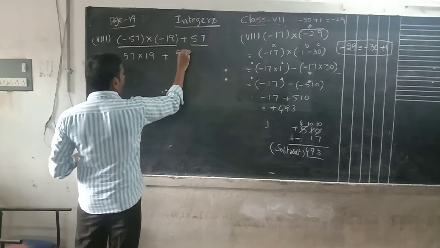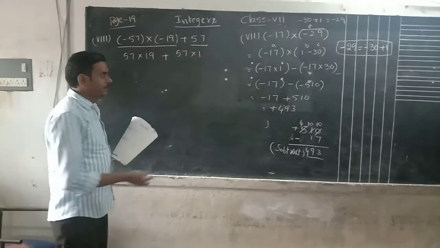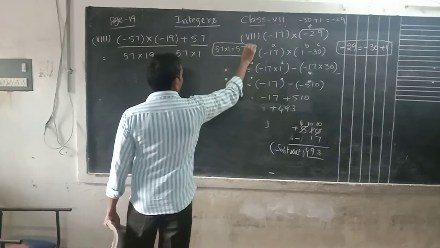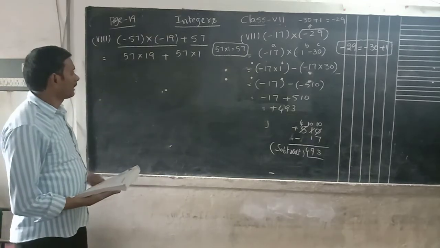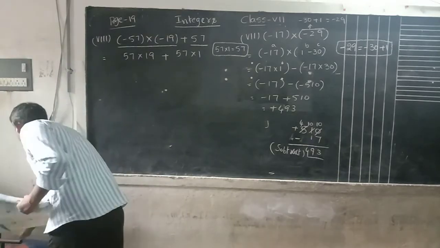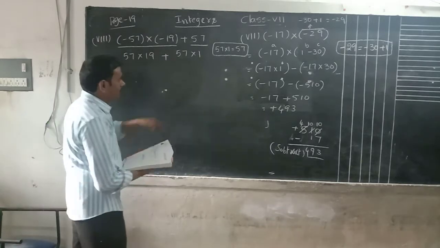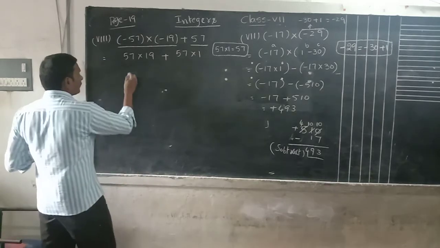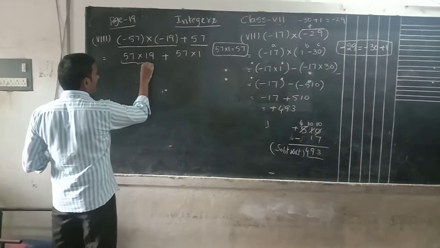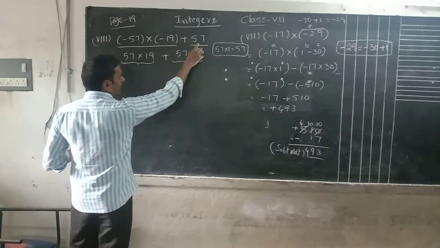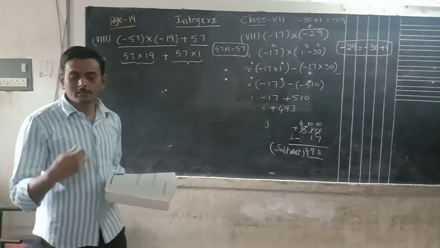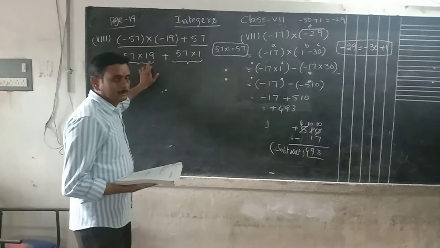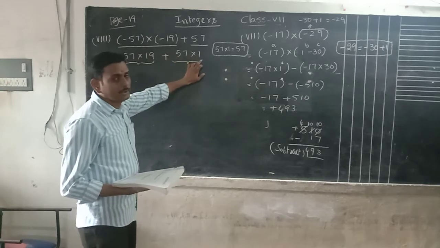Okay, 57 we can write as 57 into 1. 57 into 1 equal to 57 only. Now, in this group, this is one group. I written 57 as 57 into 1. Why I am written like that? To get a C value. Already A value available, B value available. Here A value available, but C value not available.